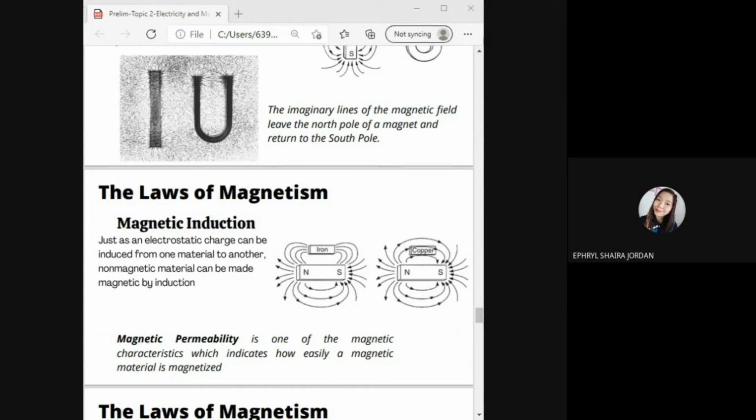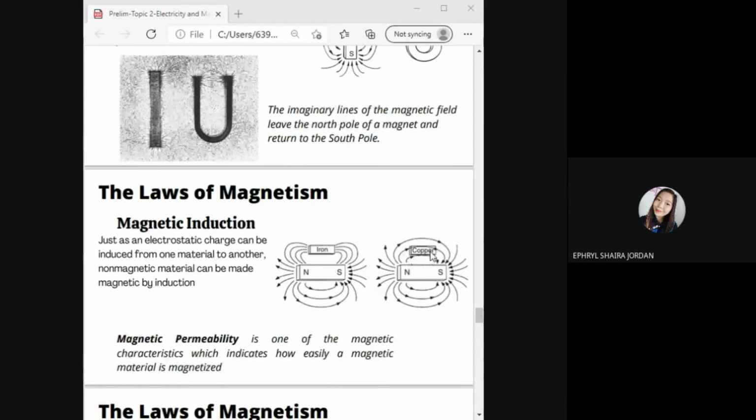However, if copper, which is a diamagnetic material, were to replace the soft iron, we're going to put the copper here, there would be no such effect. Kasi nga, copper is diamagnetic. So the thought of magnetic permeability is, would it affect the field? Since copper is diamagnetic, it has no such effects.